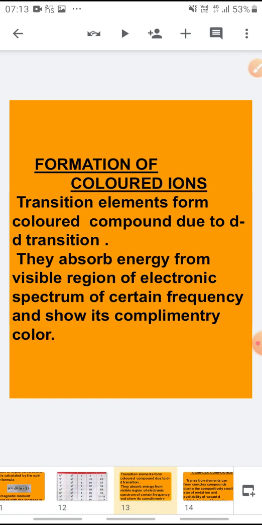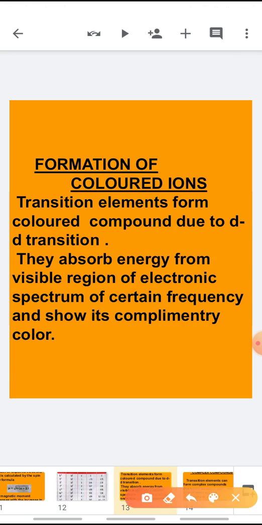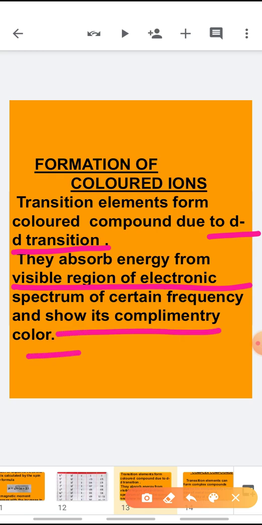Now children, transition elements are capable of formation of colored ions. The compounds of transition elements are mostly colored. It is because when light falls on the transition element, then d-d transition takes place. That means they absorb energy of certain particular frequency from the visible region of the electromagnetic spectrum, and show the color which is complementary to it. So if a question comes, why the compounds of transition elements are colored, you can say due to d-d transition. This is just for explanation, no need to write.